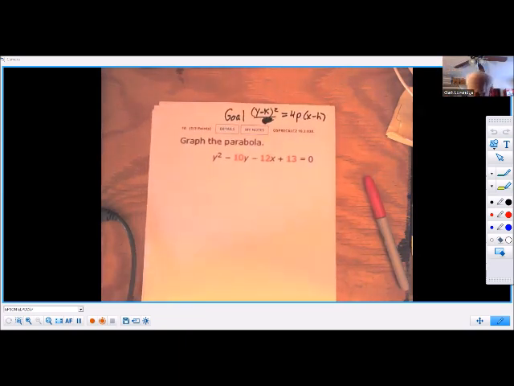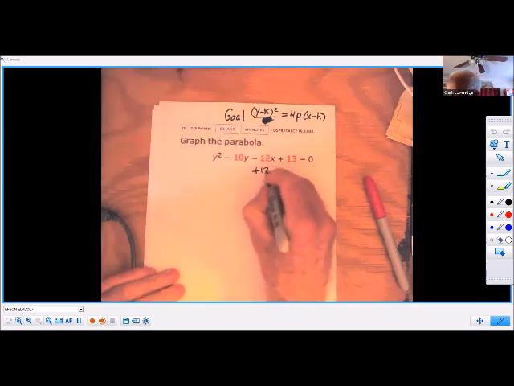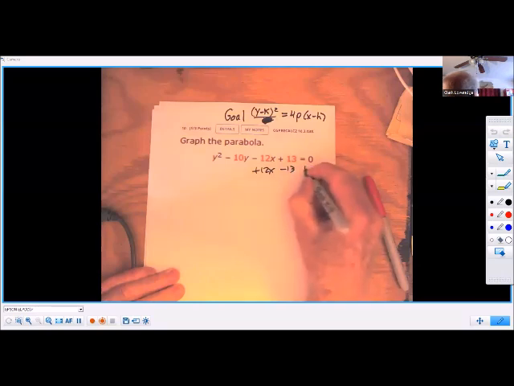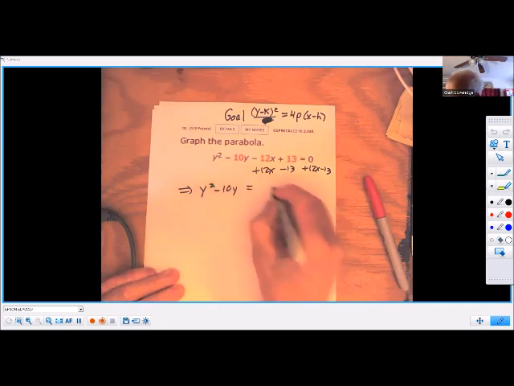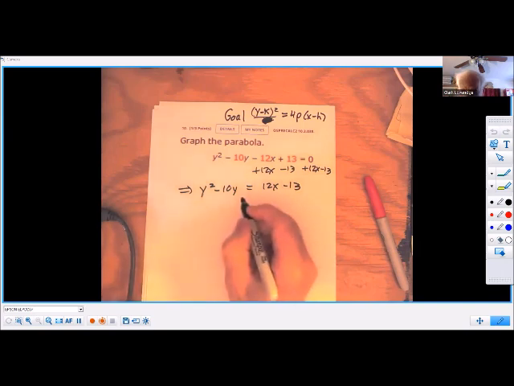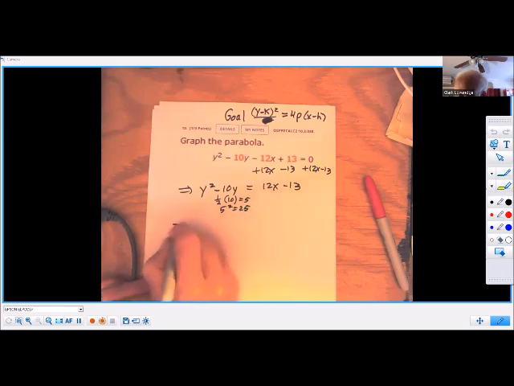And so we want to move the x terms over to the other side of the equal sign. So add 12x minus 13 to both sides of the equal sign. And that'll give us y squared minus 10y equals 12x minus 13. And then we want to do what's called the method of completing the square. We want to make the left side into a perfect square. Take half the coefficient of y, half of 10 is 5. 5 squared is 25. Add 25 to both sides of the equal sign to make this into a perfect square.